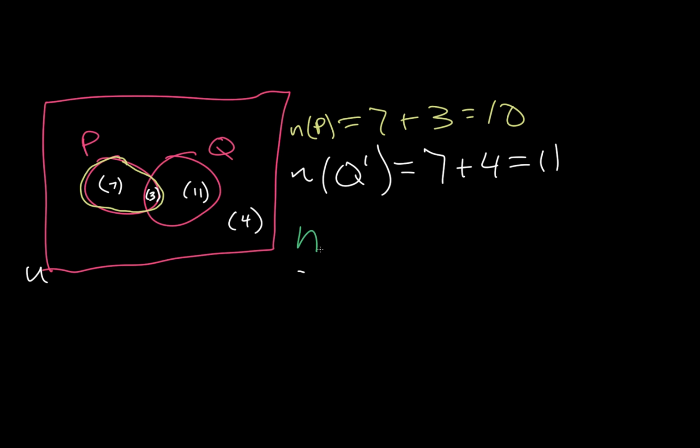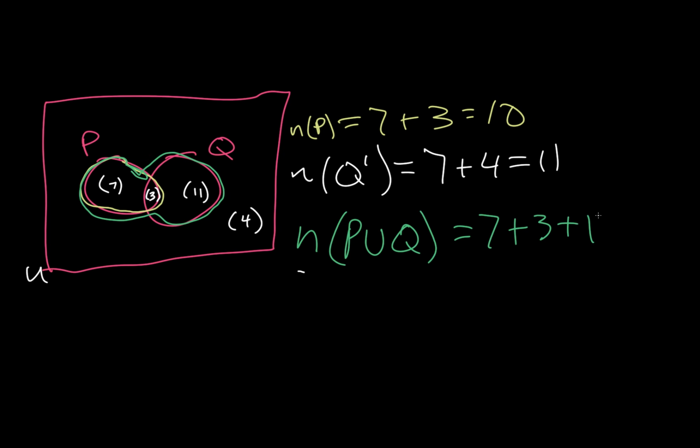Okay, the next one, they want us to find the number of elements in P union Q. So P union Q is going to be everything like that. So it's going to be the 7, the 3, and the 11. So that's 10 plus 11, which is 21.